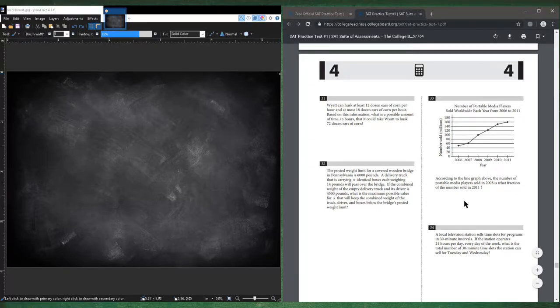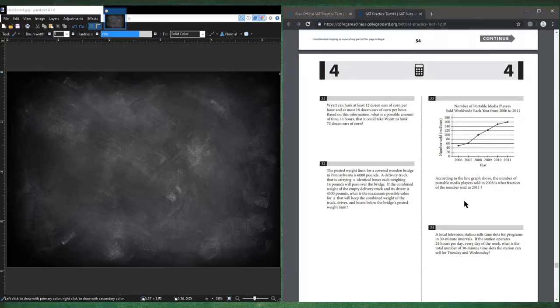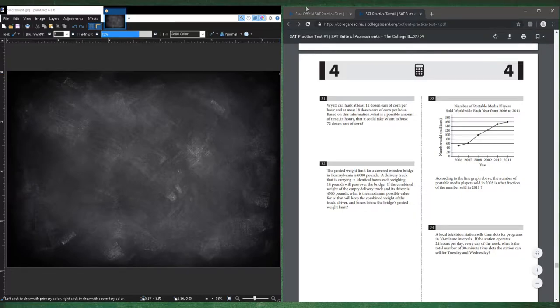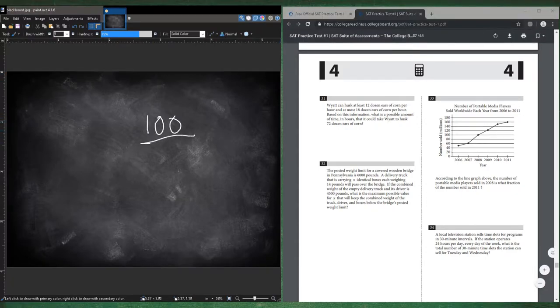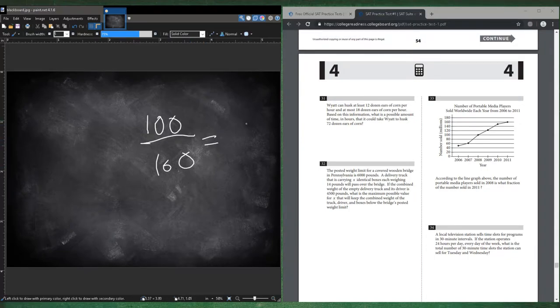33. According to the line graph above, the number of portable media players sold in 2008 is what fraction of the number sold in 2011? So we need to find out what's sold in 2008, which is about 100, I think, all over 2011, which is 160. Simplifying this, we get about 5/8. So that's the answer. This is just a basic graph interpretation, pretty basic.